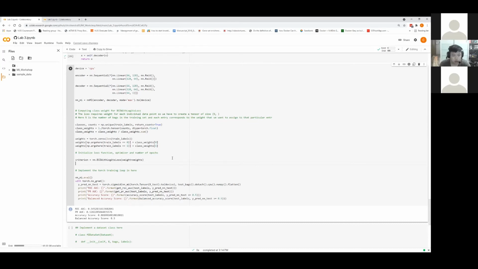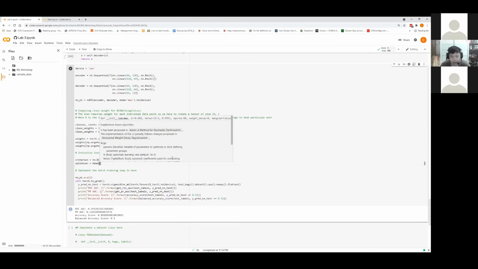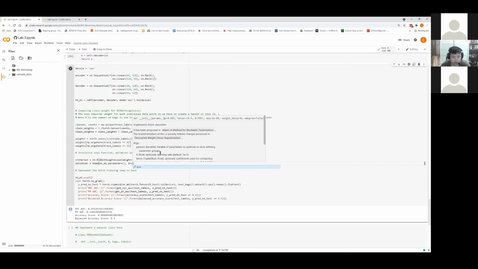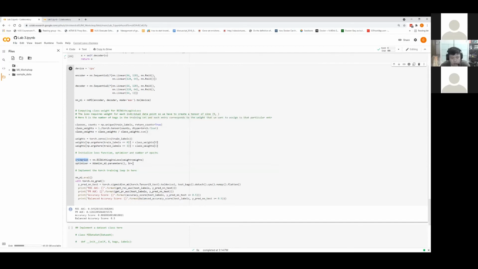Okay, and we're going to define an optimizer here. The function of this optimizer is that it will tune our parameters. So we're going to use the Adam optimizer here, and we're going to pass in the parameters of our model. This optimizer will try to tune these parameters such that it minimizes this loss over here. And let's pass 1e-3 as the learning rate.